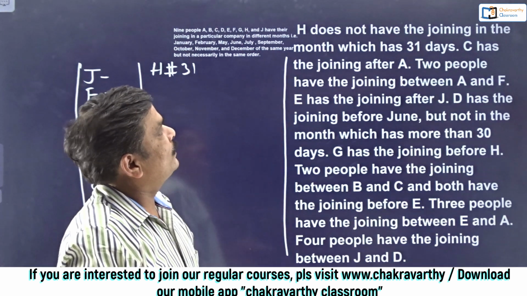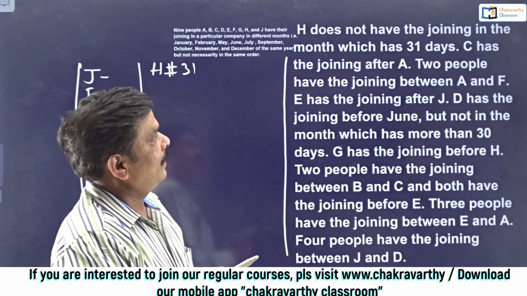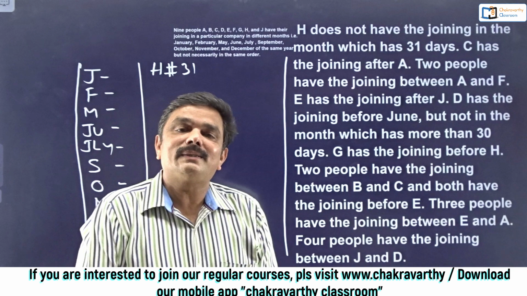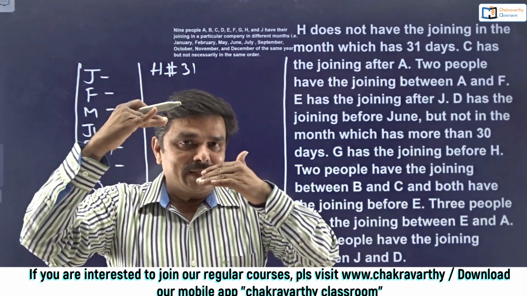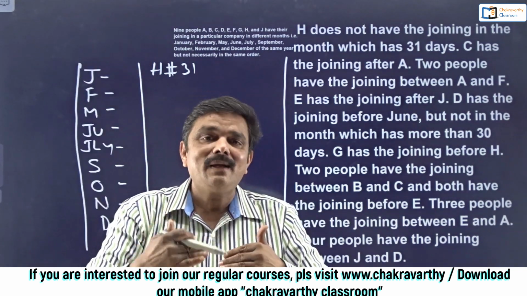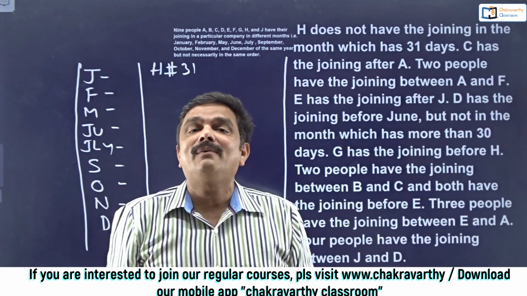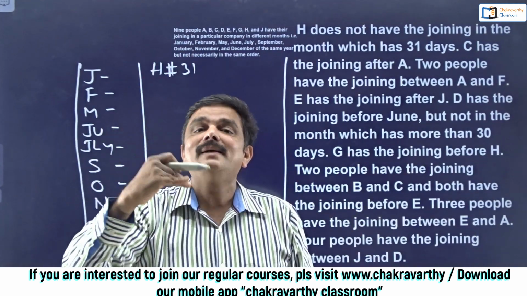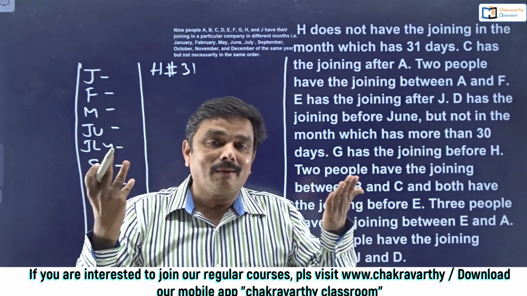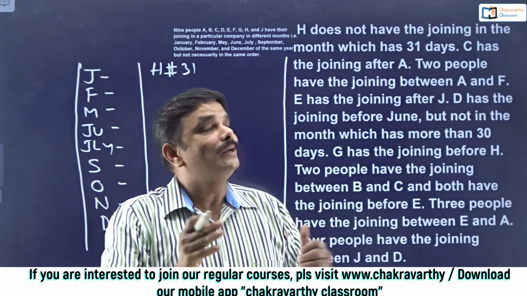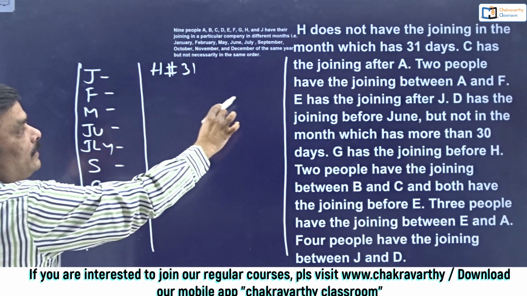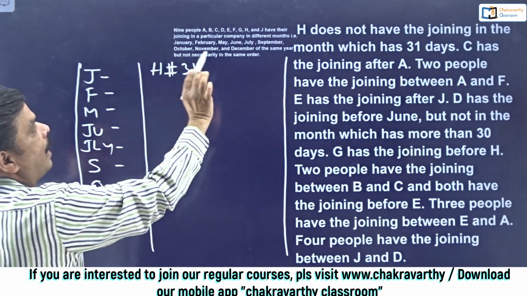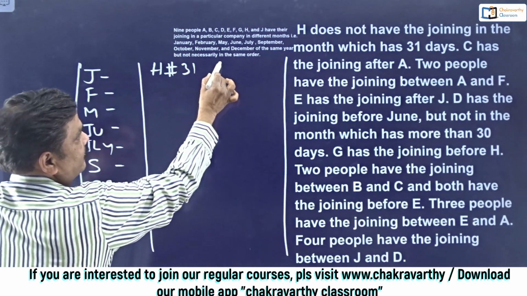Okay, what's the next information? C has the joining after A. Some students are getting confused here. C has joined after A means it may be immediately after A or there may be some people between A and C. Okay, we can't say conclusively that it is immediate. So I am writing like this, C joining after A. After A means here I'll write C must be after A.